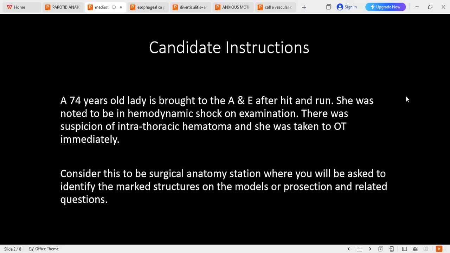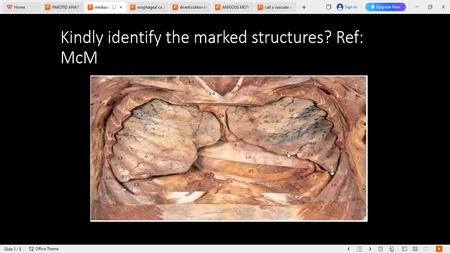Okay, ma'am, I'm ready. If you've read and understood this surgical anatomy station, please tell me what exactly you are looking at. These are lungs. There are two lungs. The right lung consists of three lobes with two fissures, horizontal and oblique, and the left lung has only an oblique fissure with two lobes.